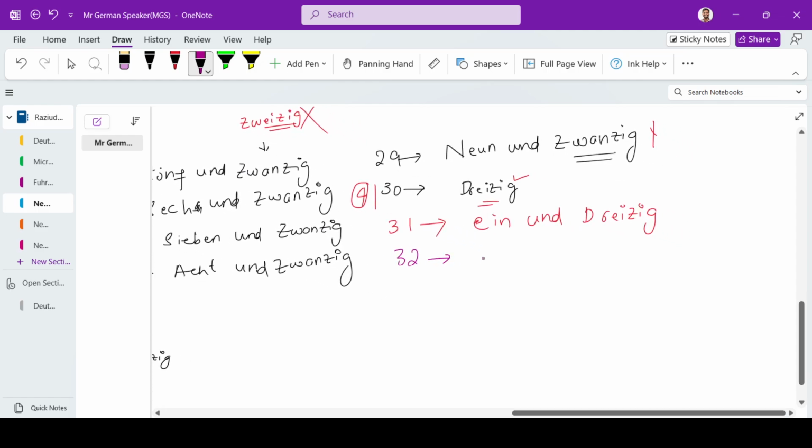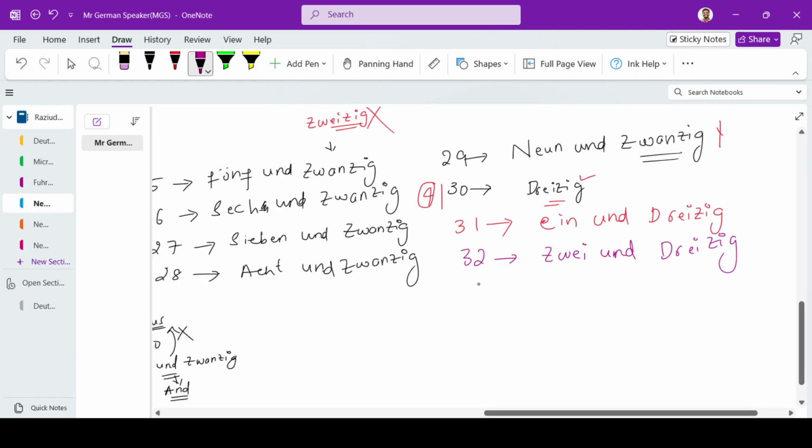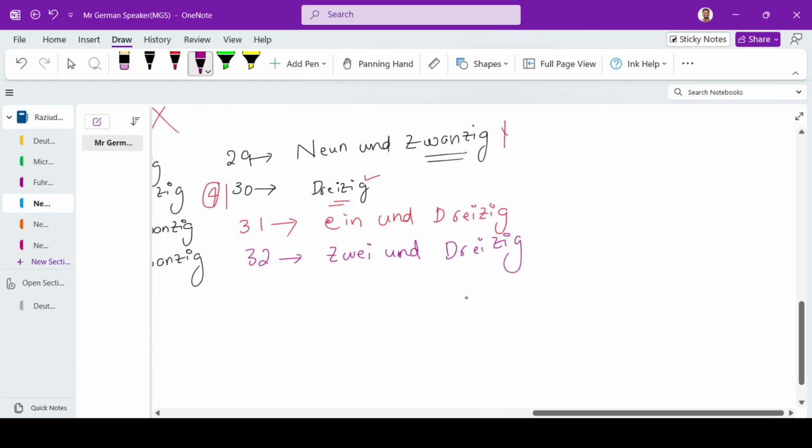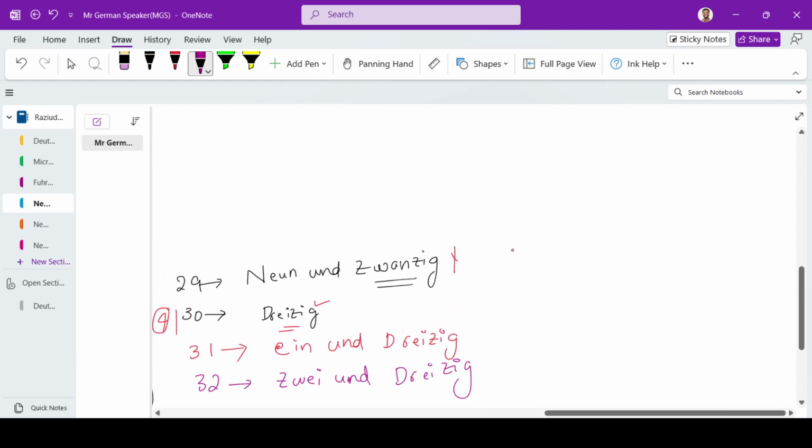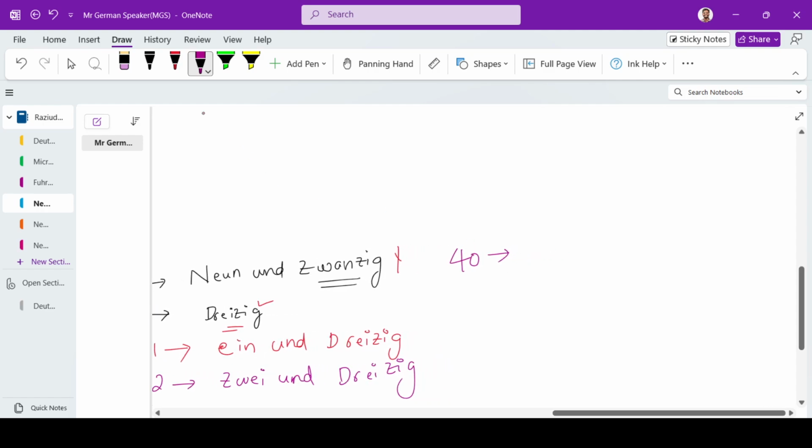32 will be 2 und 30, and so on and so forth. So can someone guess what would be for 40? You can pause the video and write it in the chat or in the comment section. So this will be 40.